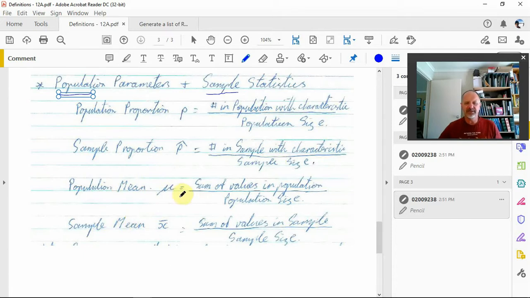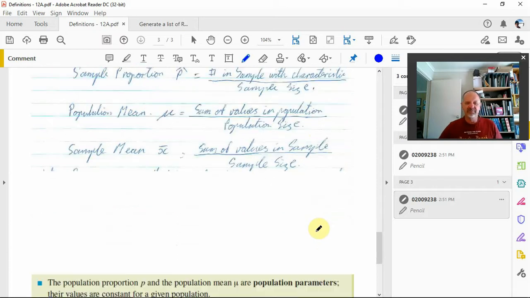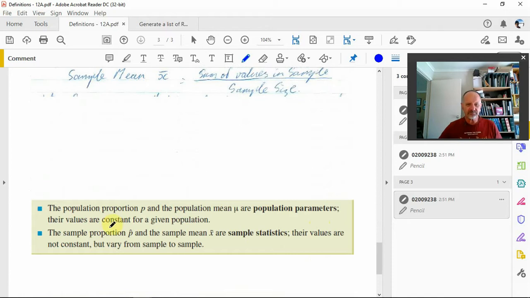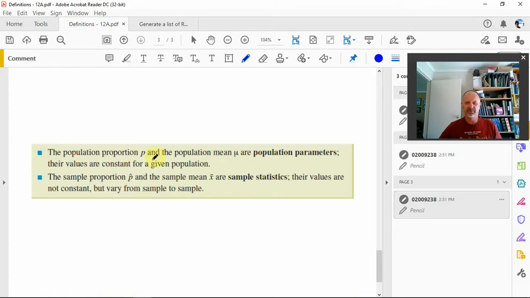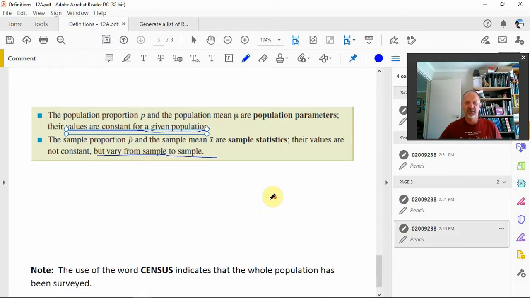Population mean and sample mean again relate to the population and the sample. We use mu for the population and x bar for a sample. We add them all up and divide by the population size, or add them all up from the sample and divide by the sample size. I've summarised that: population proportion and population mean are population parameters, and sample proportion and sample mean are sample statistics. The population values are constant for a given population, whereas the sample values vary from sample to sample. It's important to keep that in mind.